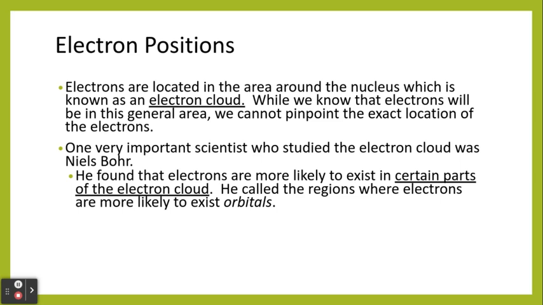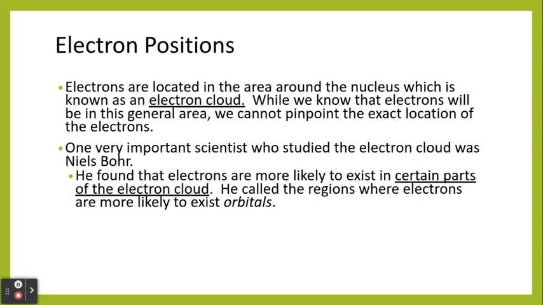Okay, so electrons are located in the area surrounding the nucleus, which is known as the electron cloud. However, science tells us that we cannot know the exact location of the electrons. We just know they're in this general area. And we know that because of something called the Heisenberg uncertainty principle, meaning we can know either their speed or where they're at, but we can't know both of them. Since we have an idea about their speed, we don't know the exact location, but we have a rough idea.